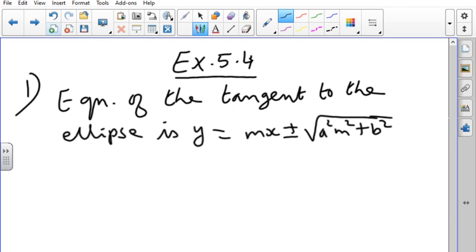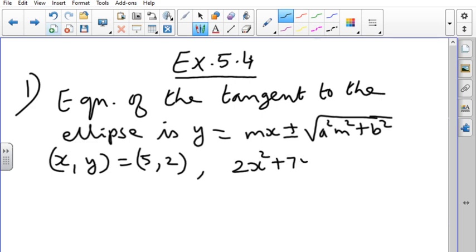So here we have to find m. So x comma y is given as 5, 2. So 5, 2 is x comma y, because the tangent is drawn from 5, 2. Then the given ellipse is 2x square plus 7y square is equal to 14.